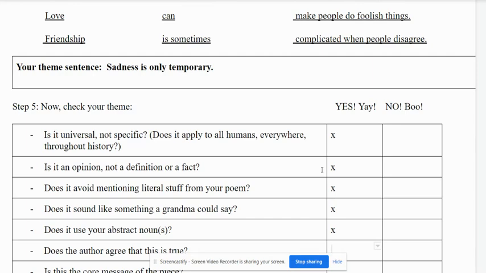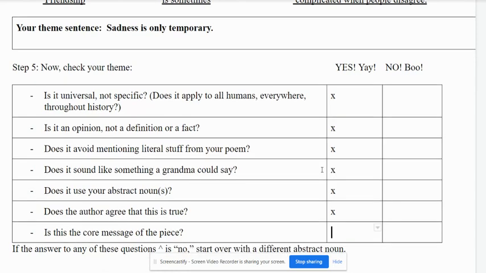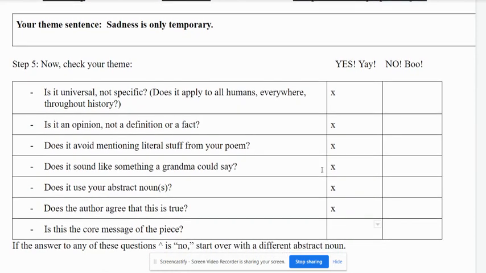When I think about my author talking about this poem, I imagine her saying, I wrote this poem to express this message. And then also, is this the core message of the piece? Kind of the same question. Did the author write this piece mainly to express this message? And assuming the answer to all of those is yes, you've got a theme sentence.